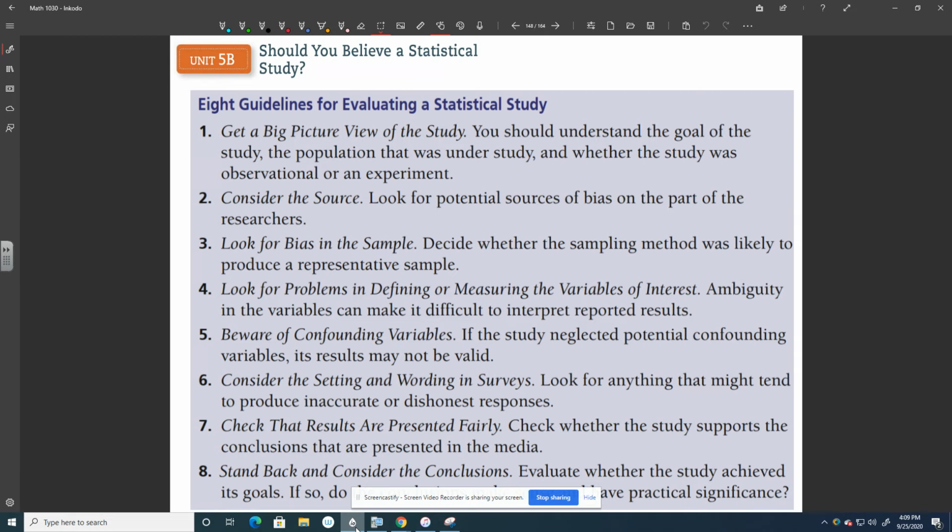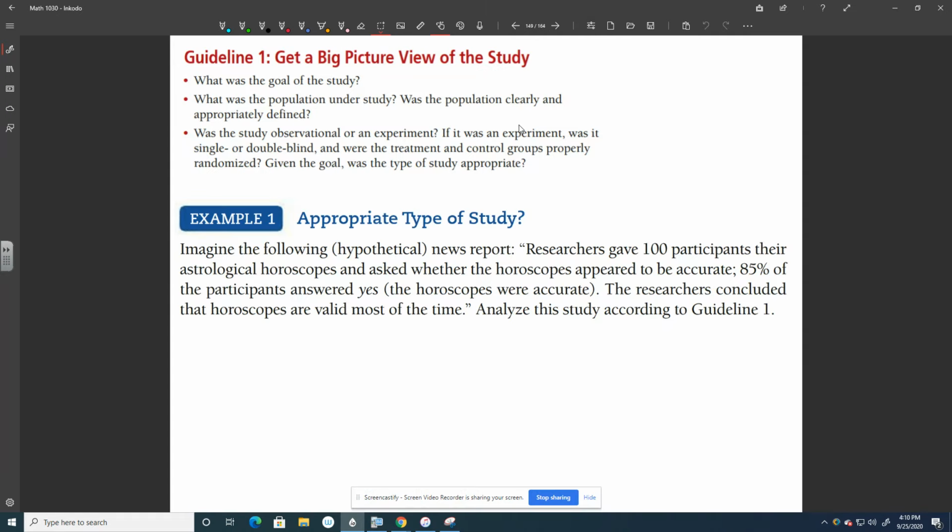So there's really 8 guidelines that the book covers, and I think they paint a pretty good picture of what you should be looking for. I'm not going to read all 8 of them now. You can pause the video if you want and do a quick skim of what the 8 are. But these are just the 8 different things that you should be asking yourself and considering when you look at the study. So number 1 is to get a big picture of the study.